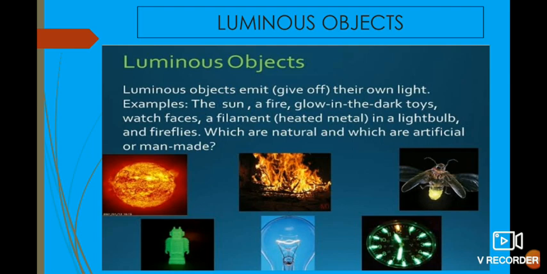Then the toy which glows in the dark, any sort of bulb. Then the watch. These days the watches come with a radiant dial or a dial which automatically shows light, isn't it? So all these are artificial luminous objects or man-made luminous objects.